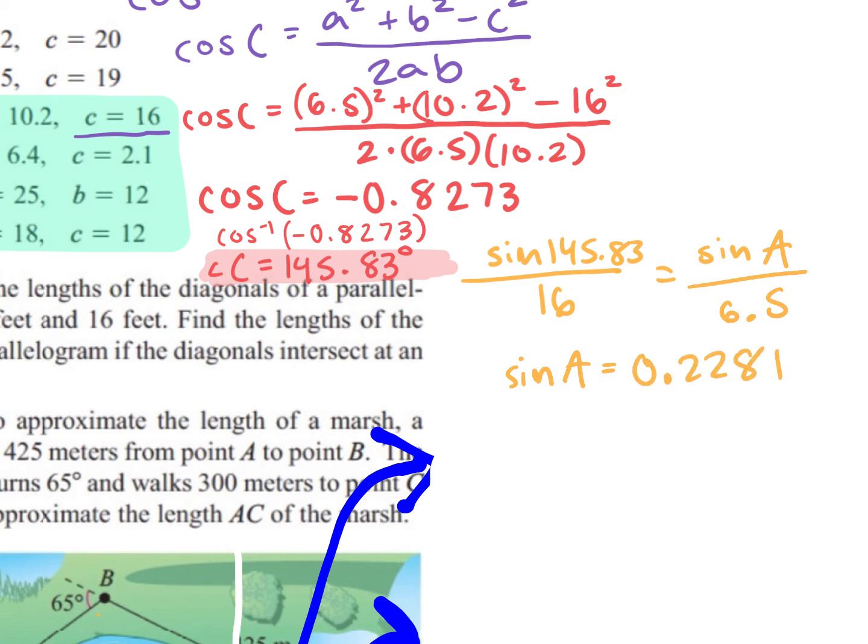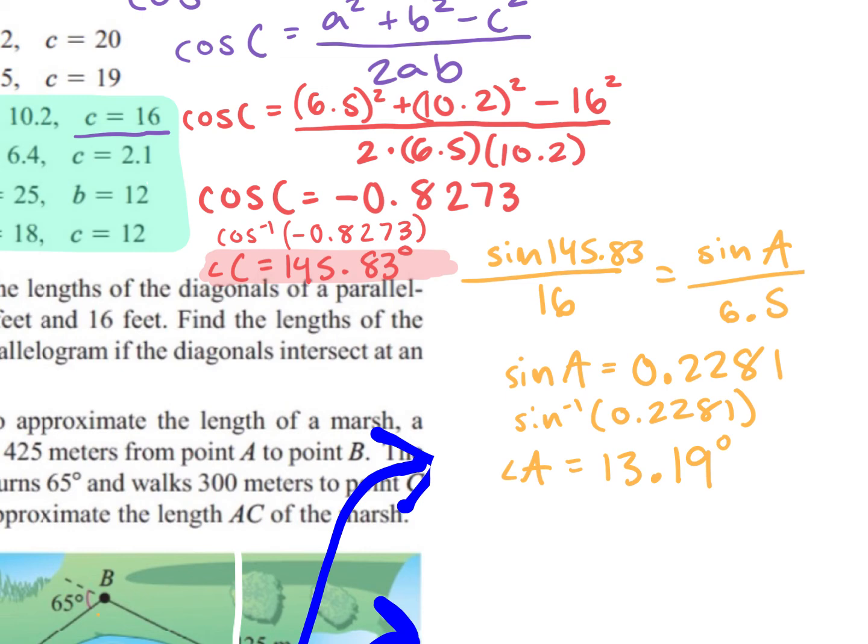0.2281. And then to find what actual angle A is, I have to find the inverse sine. So sine -1 of this. So that gives me angle A is 13.19. So I have A and I have C.